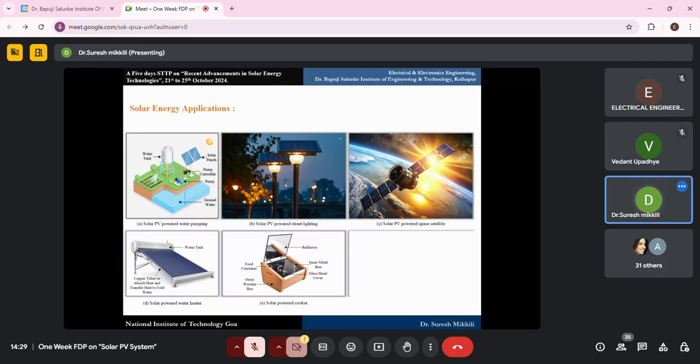Here we have a reflector, an inner metal box, a glass sheet cover, and a place where the food container can be kept. Then there is an outer wooden box. The reflector extracts the power and then it tries to cook the food, but it is not that well taken up. Most of the applications, pumping applications, are highly utilized. Street light applications are used the most, solar PV powered space satellites are used extensively, and water pumping and water heater systems are also being used.